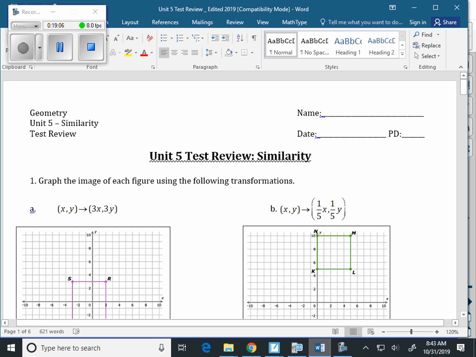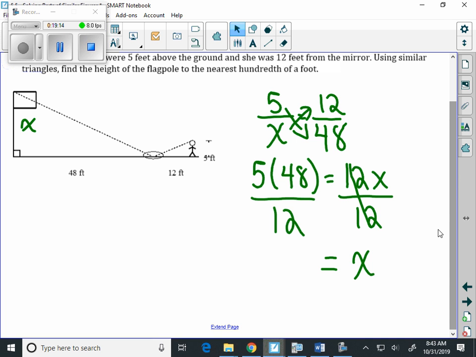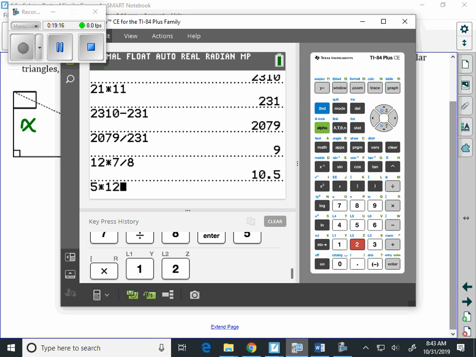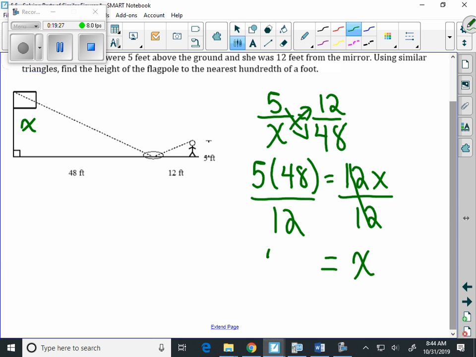Well, wrong thing. 5 times 48 divided by 12 gives us 20. We didn't even need to round to the nearest hundredth on this one. It's 20 feet tall.